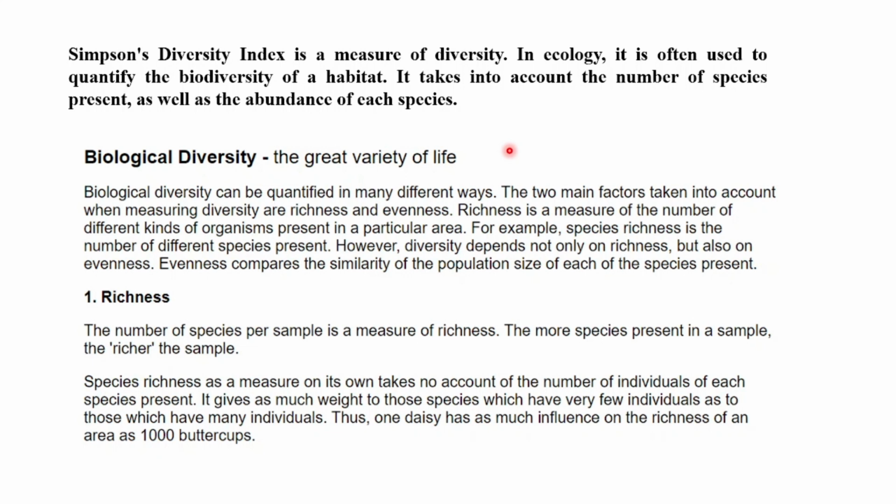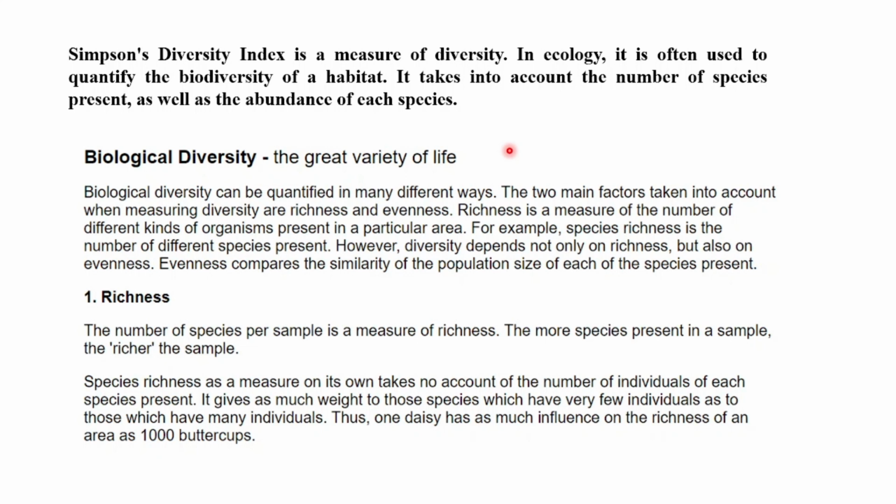Then there's richness. The number of species per sample is a measure of richness. The more species present in a sample, the richer the sample. Very easy to understand. Species richness as a measure on its own takes no account of the number of individuals of each species present. It gives as much weight to those species which have very few individuals as to those which have many individuals. Thus, one daisy has as much influence on the richness of an area as 1,000 buttercups. Very important, very easy to understand. The number is not of importance here.